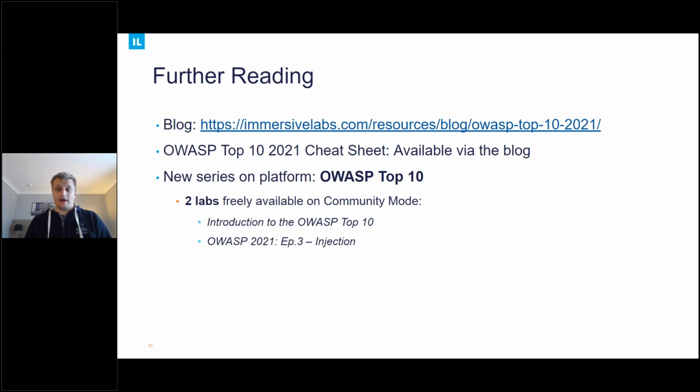In terms of our existing labs, as I mentioned, we do reference the OWASP Top 10. So we will be going through a process where we'll be updating our existing labs to make sure that they reflect the new OWASP Top 10 list as well.